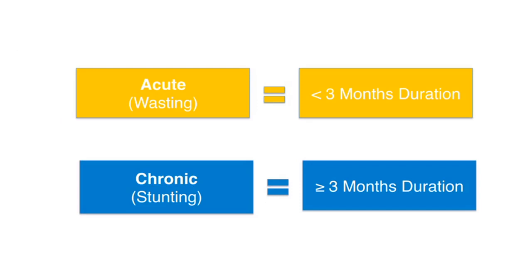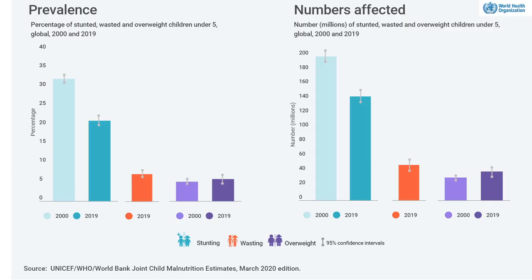When we are talking about another classification, we can classify undernutrition due to the duration of this situation. Acute usually is less than 3 months, and chronic more than 3 months. And again, acute usually is wasting, and stunting is a chronic situation.